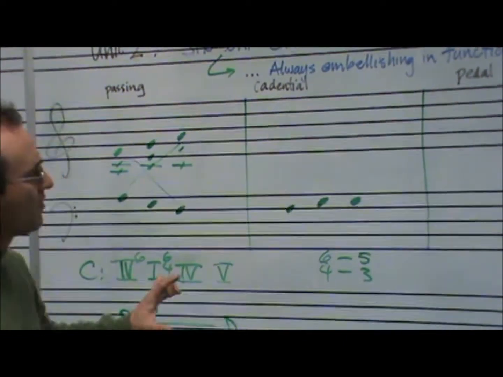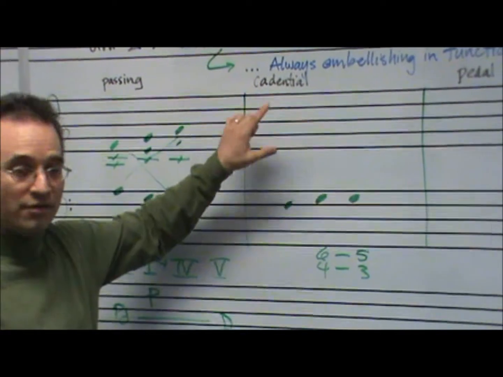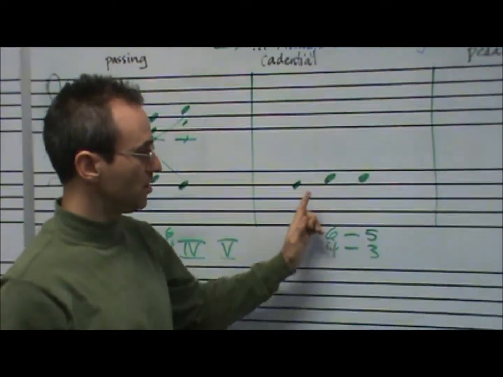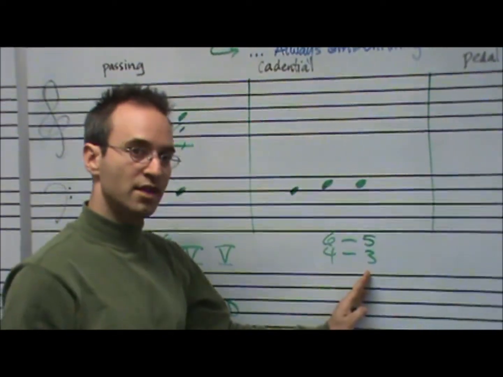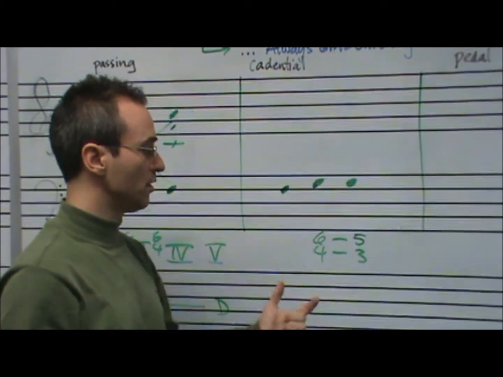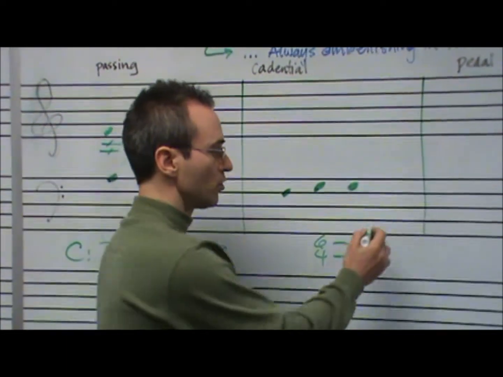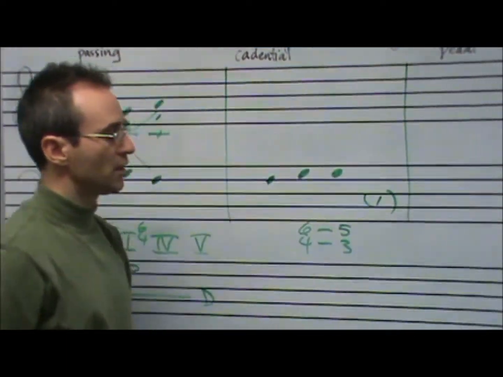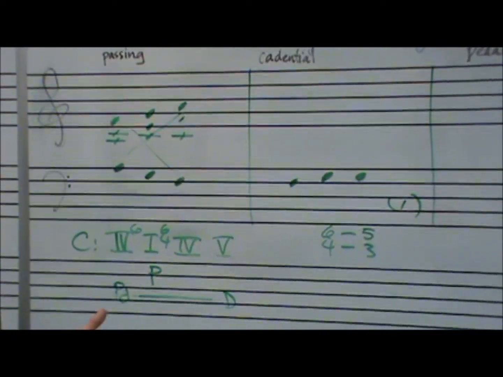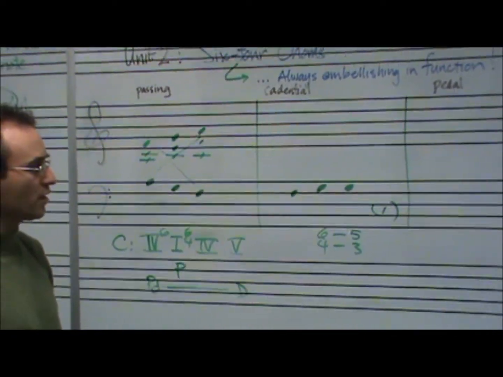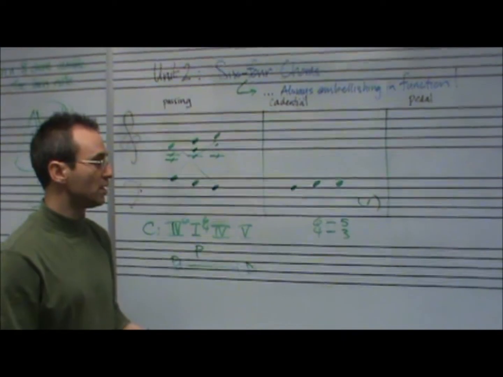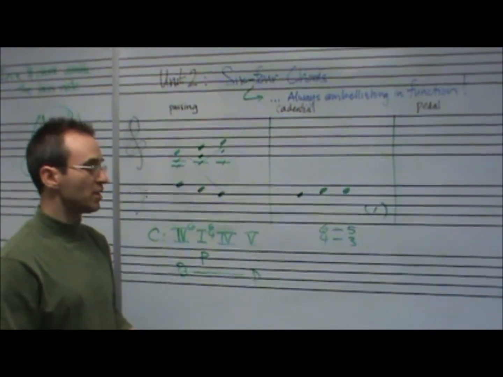Now this doesn't always have to happen at a cadence, but it often does. It could be the end of a phrase, a half cadence. It could be right before the arrival of a one chord, if a one were to come here. That'd be some kind of authentic cadence. They happen a lot at cadences, but they don't have to.